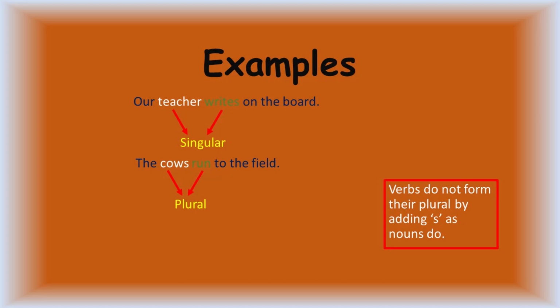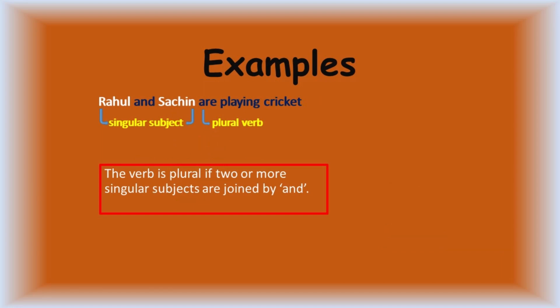It's plural. So students, as I told before, verbs do not form the plural by adding s as nouns do. So when we are adding s with the verb, make sure that it is singular. And the base form of the verb is plural. When we are adding s or es to the base form, it becomes singular. Okay, so we'll see one more example.